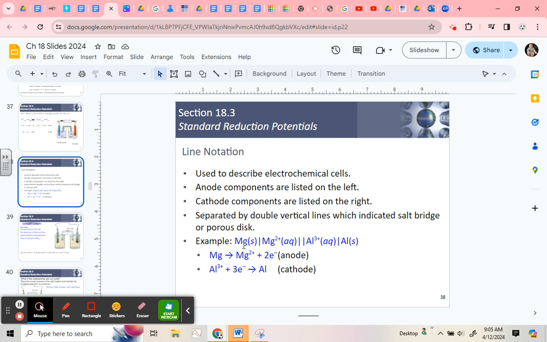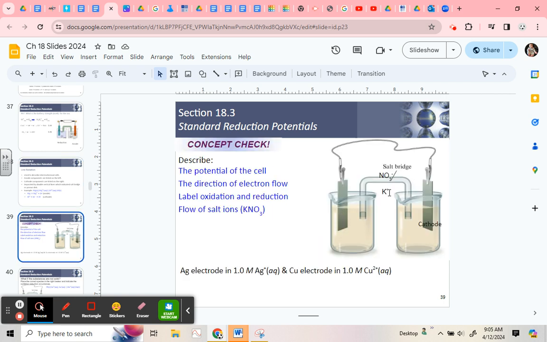So when you have this situation right here, this is clearly showing that magnesium is getting oxidized, aluminum is getting reduced. So magnesium is losing 2 electrons at the anode, and the phases are separated by a line. The 2 lines separate the half cells, so the different beakers. And then on the other side of these 2 lines, you're getting aluminum getting reduced. So instead of writing this whole beaker setup, you just write the notation.